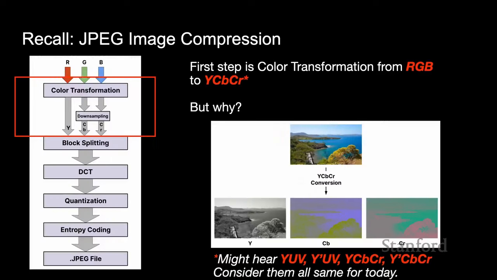So again, just recall our image JPEG compression, right? We started with RGB, and the first step was a transformation. And then we also briefly touched upon that we are going to downsample the CBCR components or UV components. And then everything is split in DCT, a standard thing. Now we can understand this better.